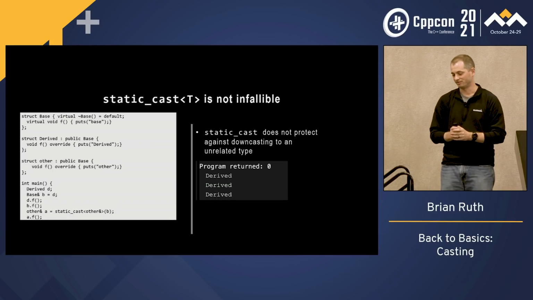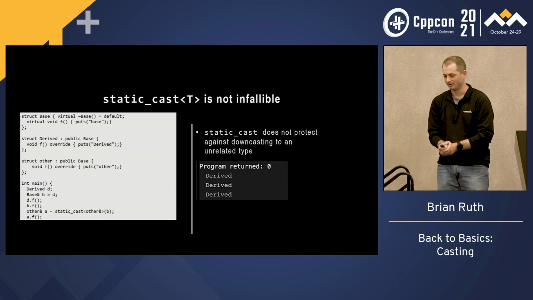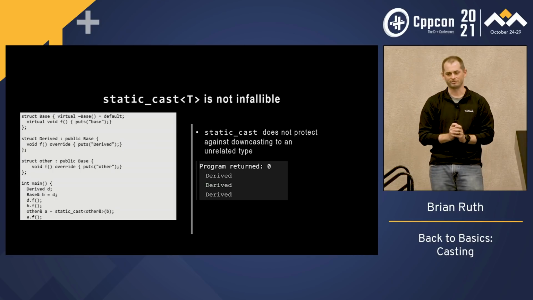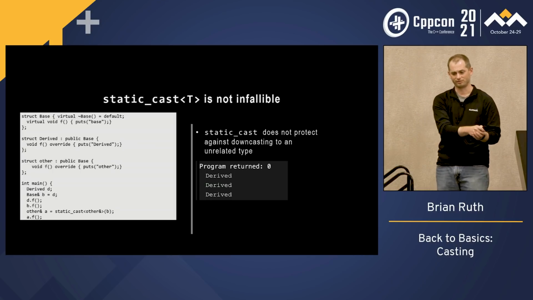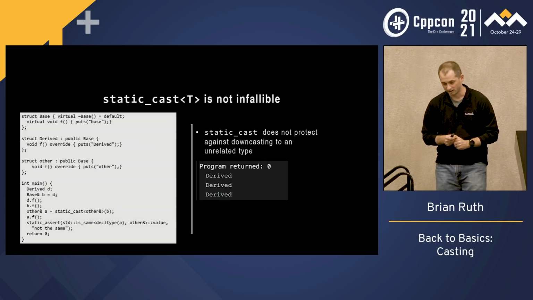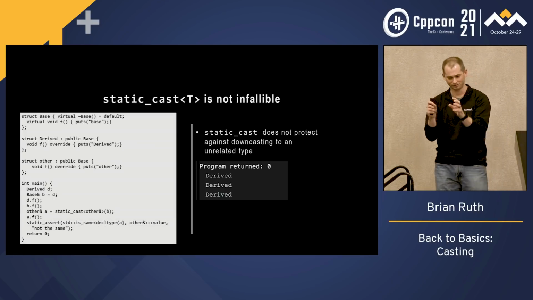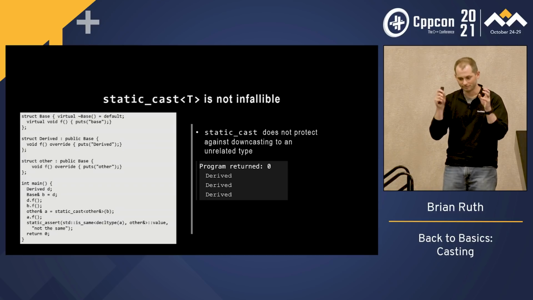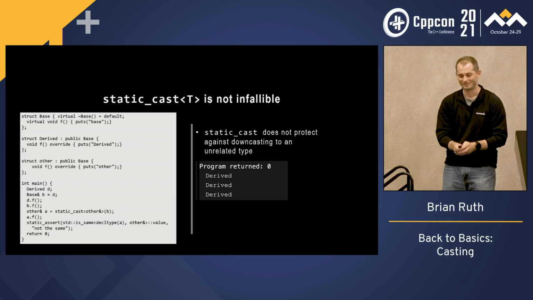But we can static cast it to an other. And when we call that, it actually still prints out derived. But we cast it to another, we didn't get an error or warning or anything. And even if we put in a static assert to say, no, this is really an other, right? It still passes because it is an other, because you cast it.